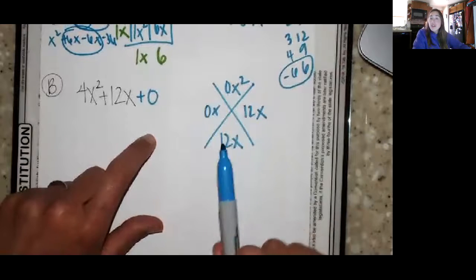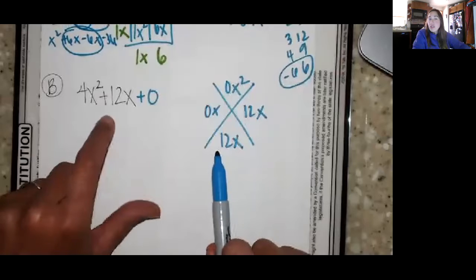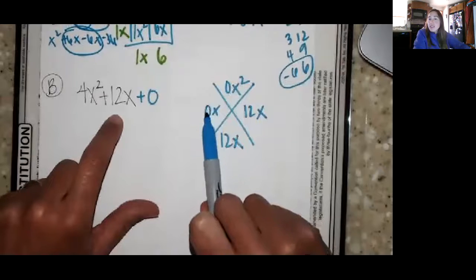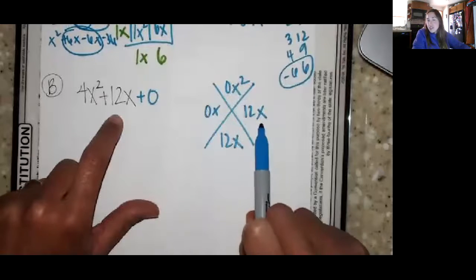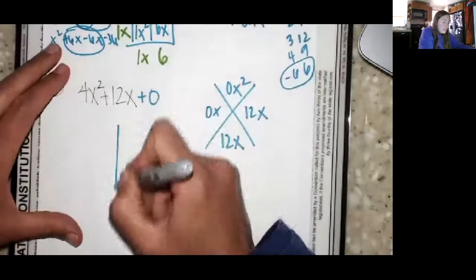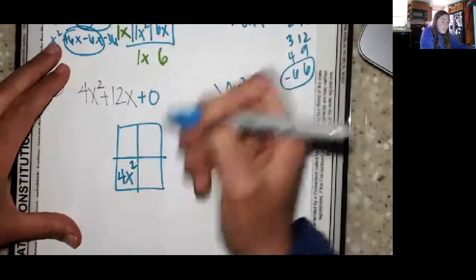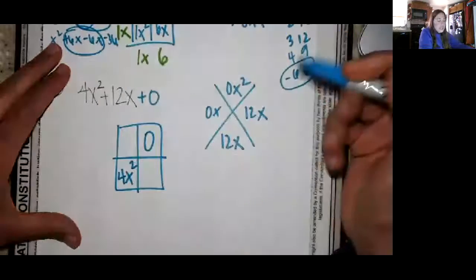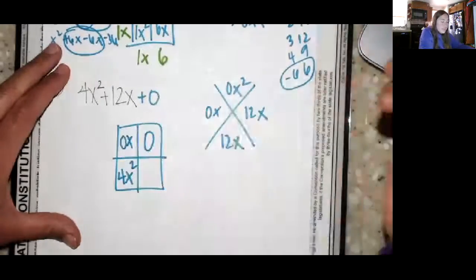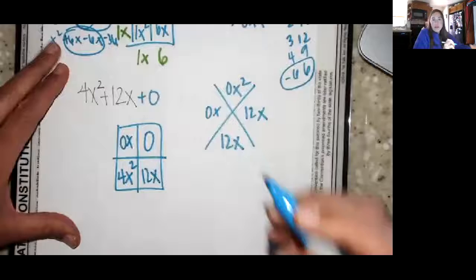So again, if you're doing a problem like this, if your sum is 12x, you're going to be writing in 0x and then that bx term. All right, let's set up our area model. I'm going to put 4x squared in that lower left-hand corner, my C term in the right, and then I'm going to put 0x and 12x in for my area model.